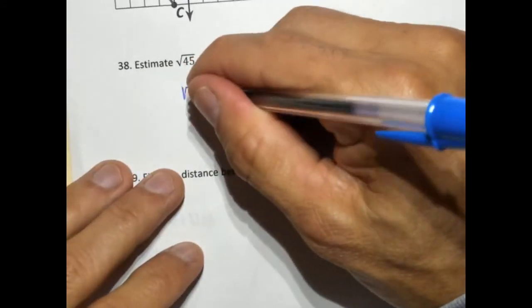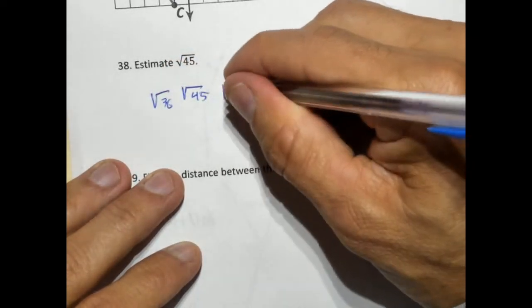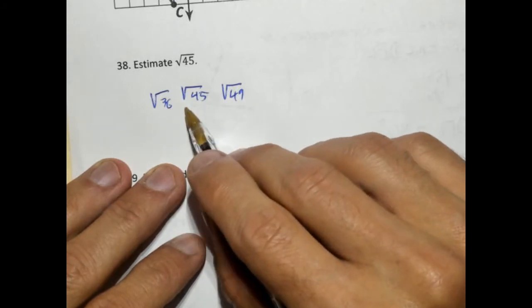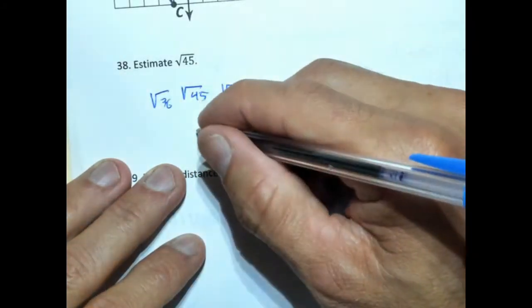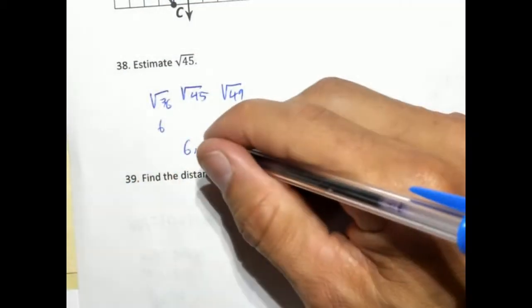All right. Estimate radical 45. So radical 45 is between radical 36 and radical 49. It's closer to 49 than 36. In fact, I'd say it's about 2/3 of the way. This is 6, this is 7, so I'd say it's about 6.7 or 6.6. It's just 6.7.